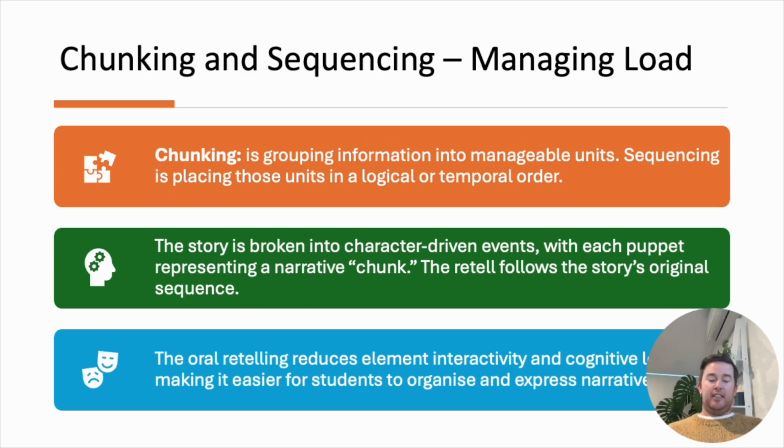Let's have a look at chunking and sequencing. Chunking is where you group information into manageable units, and sequencing is placing those units into a logical order. So the chunking in this was largely used with the puppets. Each of the puppets was a story chunk in itself.